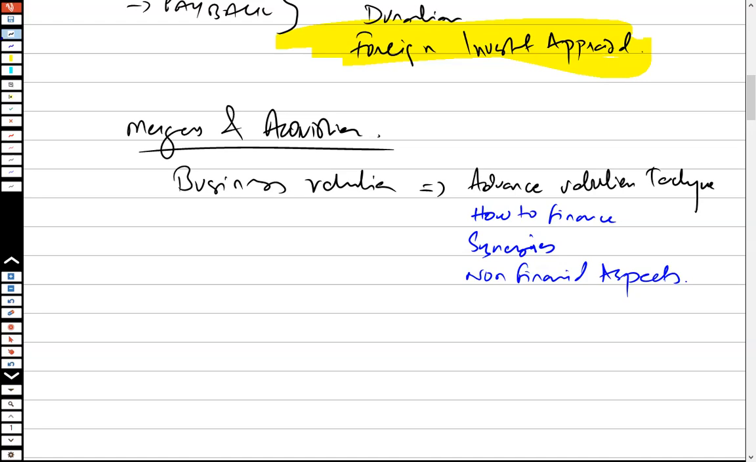Then you've got another area, which is about restructuring and reorganization.